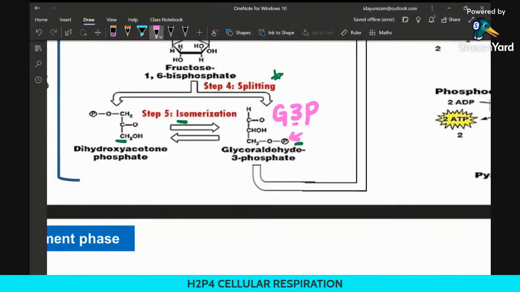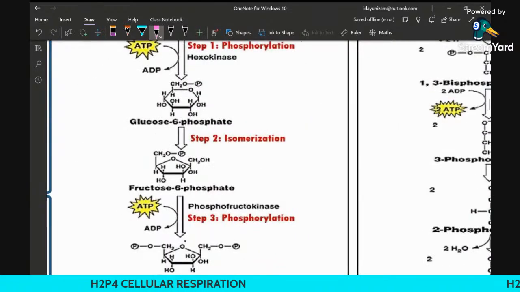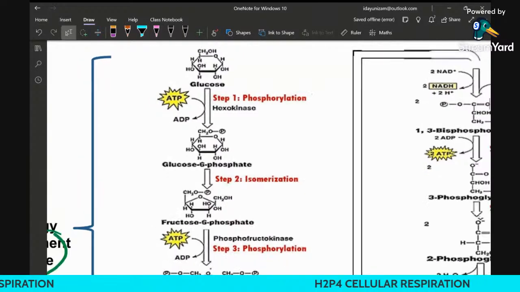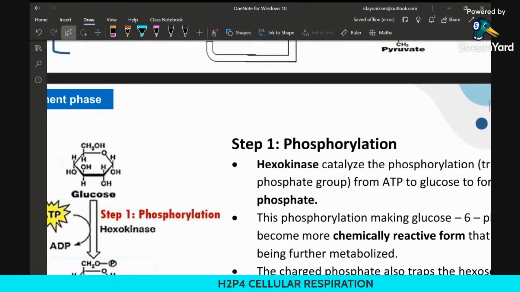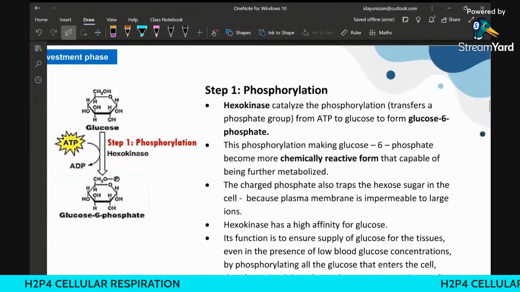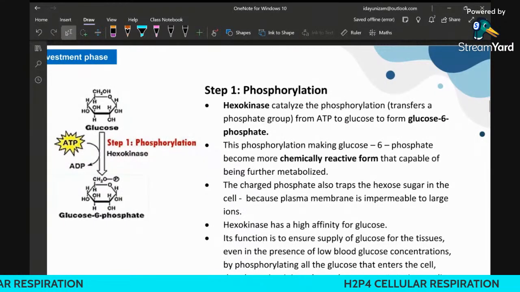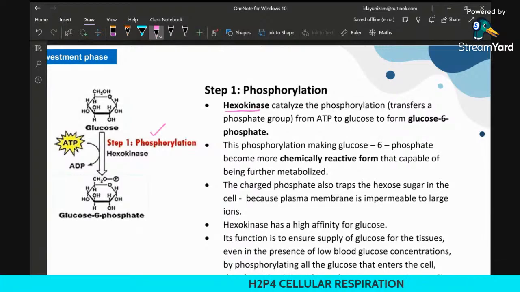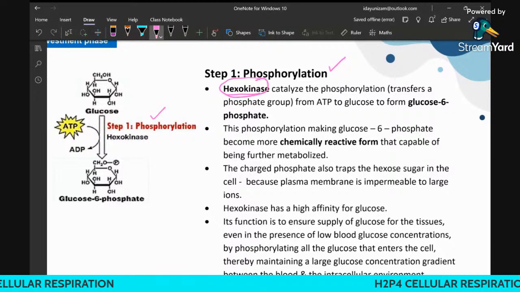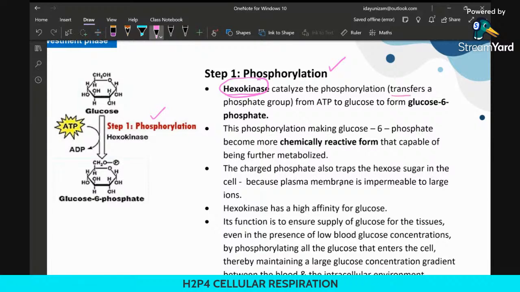The investment. So where is the investment? Alright, now let's see where we use ATP, class. Invest means we use it first. So it takes place during step 1, what we call phosphorylation. So the name must be memorized, the enzyme must be memorized. I repeat once more, class: you have to memorize the name of the step as well as the name of the enzyme that catalyzes the phosphorylation process, which is actually transferring a phosphate group to the glucose.